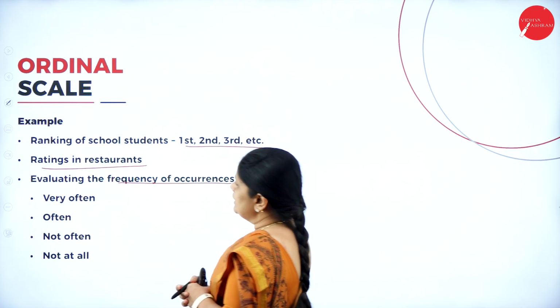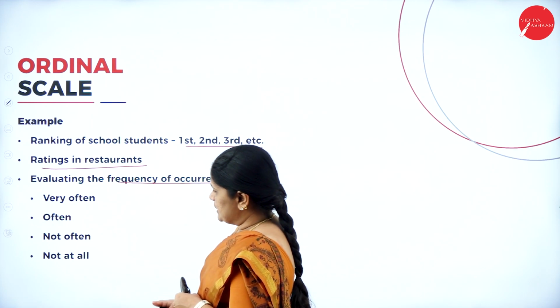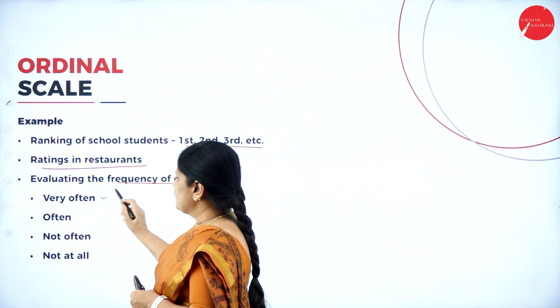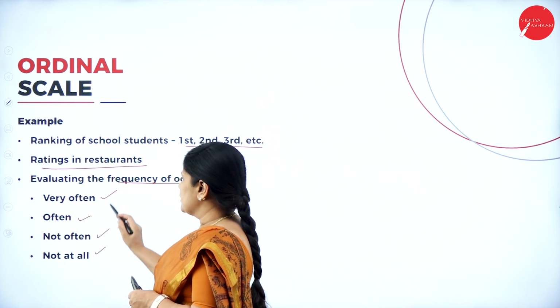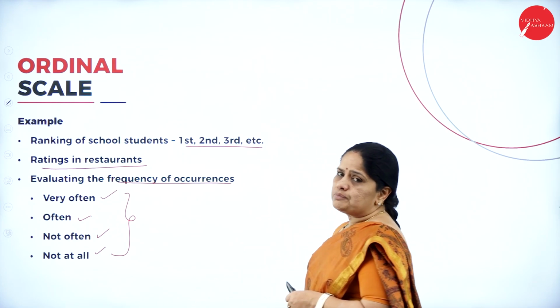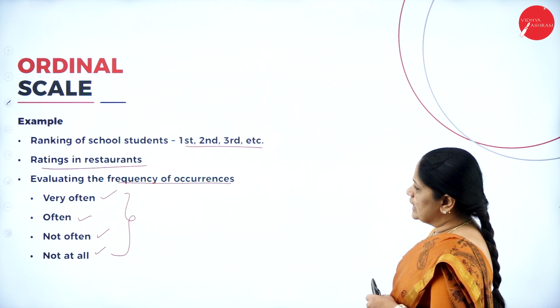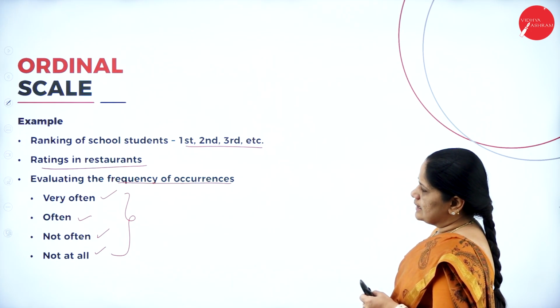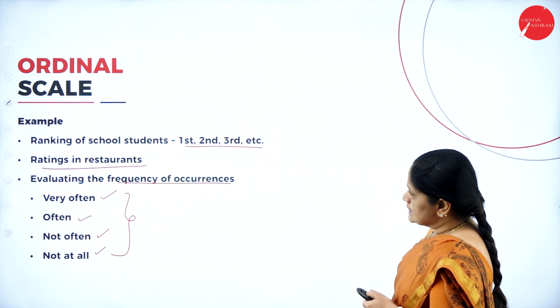So, evaluating the frequency of occurrences. For example, here they have 4 options: if the person frequents a restaurant very often, often, not at all. Out of these 4 options, any one of the options can be given. So, this is what we mean by evaluating the frequency of occurrences. With this, we call it the ordinal scale.